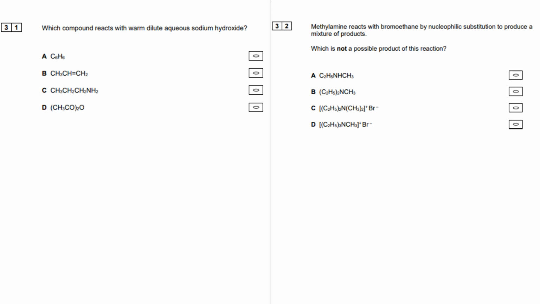Question 31, which compound reacts with warm dilute sodium hydroxide? So when sodium hydroxide is aqueous and warm, it's going to act as a nucleophile. So we're identifying which compound will undergo a reaction with a nucleophile. Benzene, from the reactions you've learnt, will only react with strong electrophiles. It's got a ring of delocalized electrons, it would actually repel the hydroxide ion.